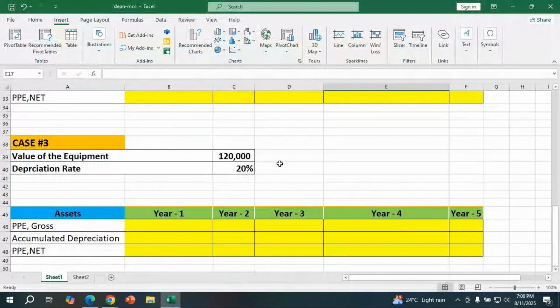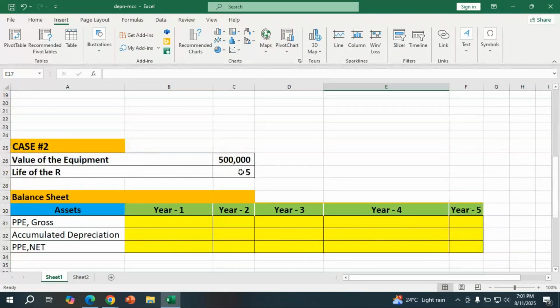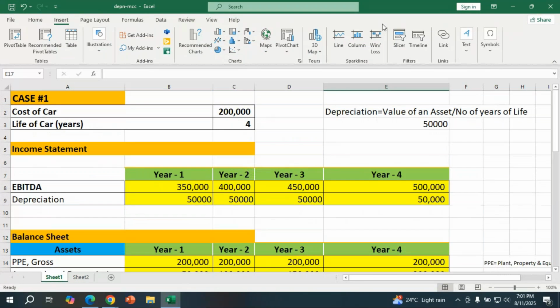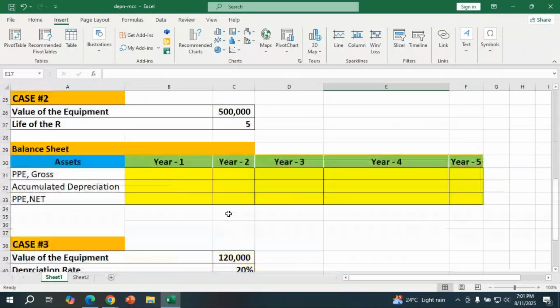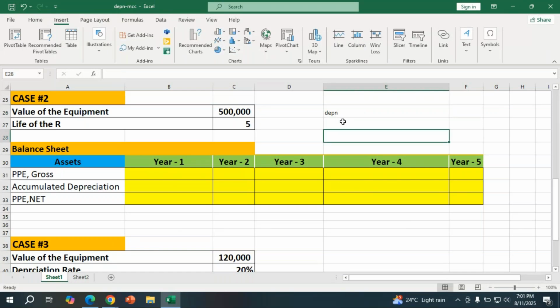Yes, but here you can see the depreciation rate is 20%. Now here the period we have given is 5 years. Correct. Here, sorry, the value of the equipment is 5 lakh. Life of the equipment is 5 years. Just similar to this. So here I just calculate the depreciation. Depreciation equals to 1 lakh. So what is the gross value of the asset? It is 5 lakhs.